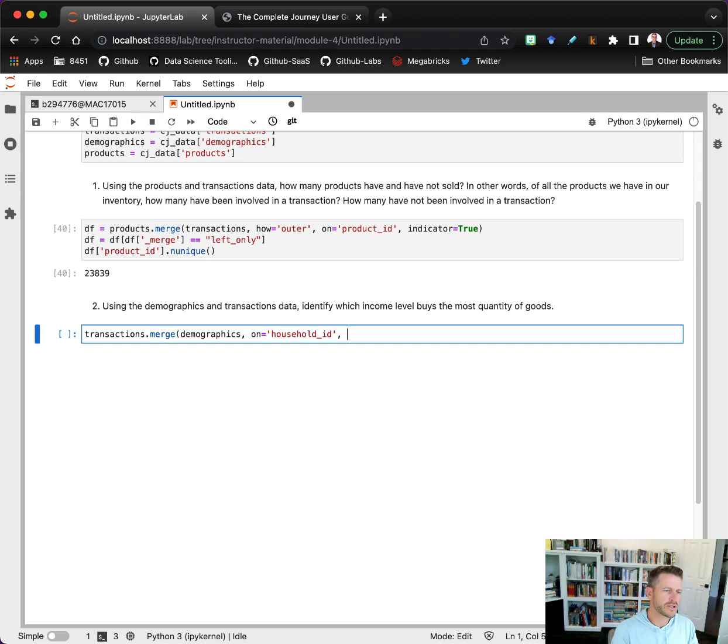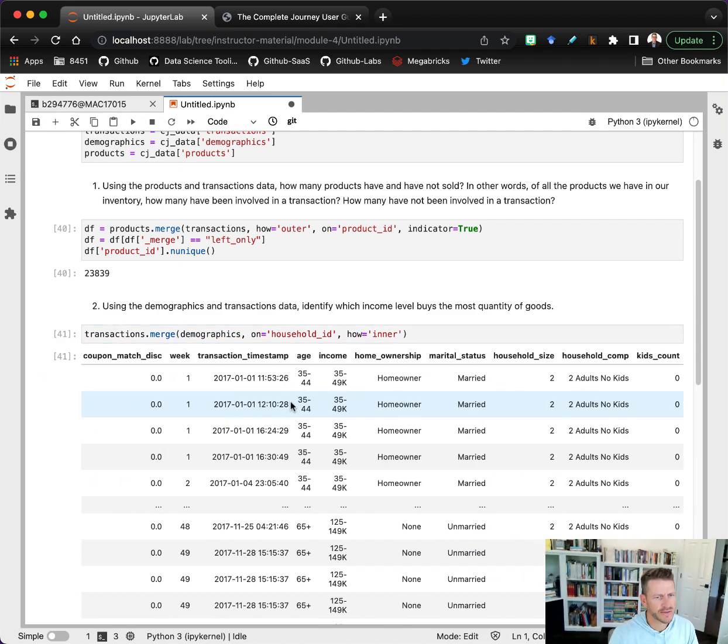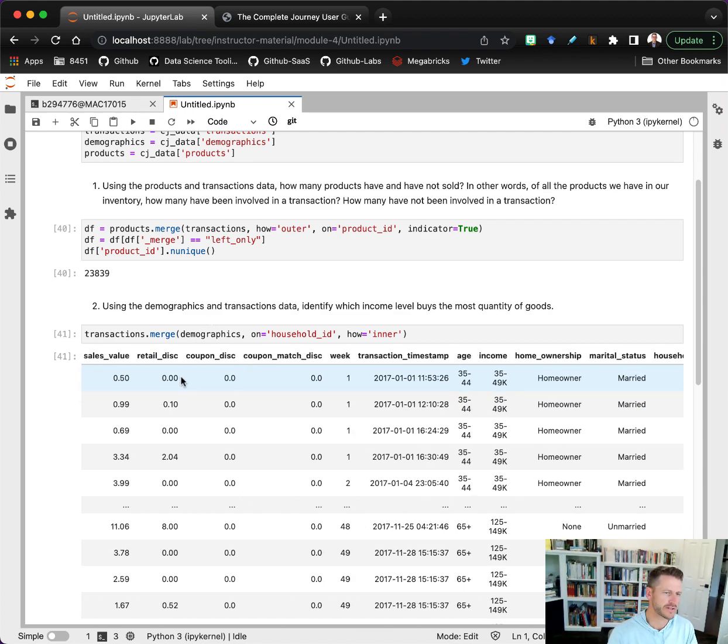And here we want to just get those transactions where we have household information or demographic information. That'll allow us to do the income level summary statistic. So I'm going to say how just equals inner. All right, so now for every transaction, we have our demographic information. And what we want to do is get a summary stat: the total quantity of items purchased at each income level across all transactions, right?